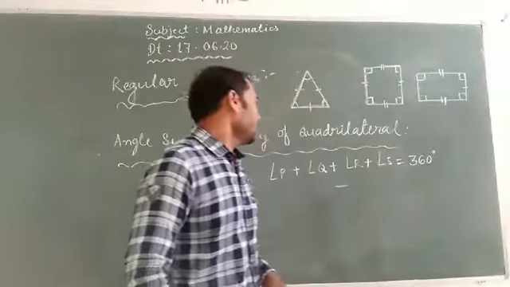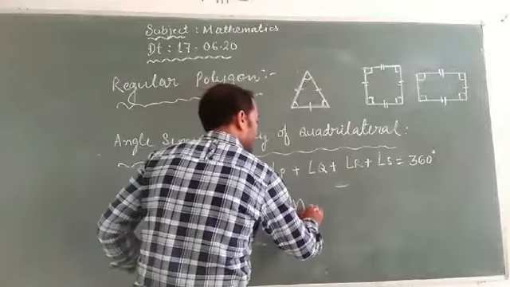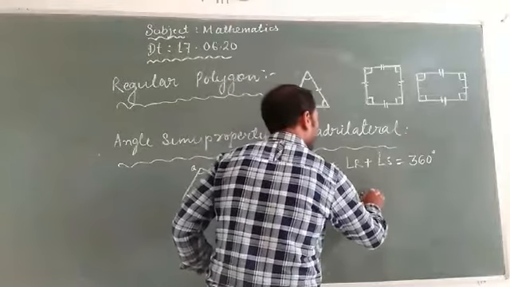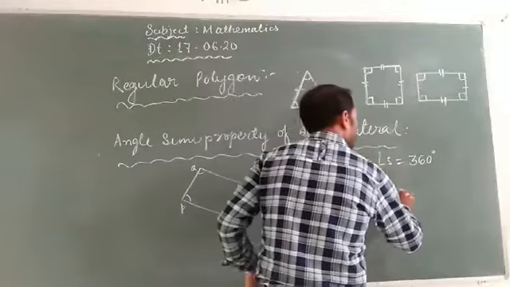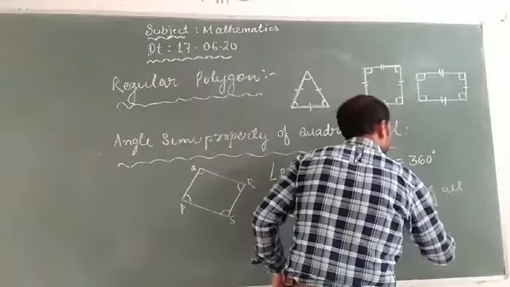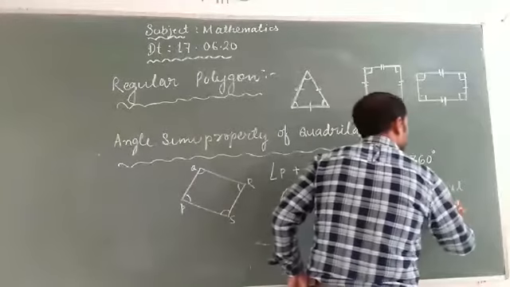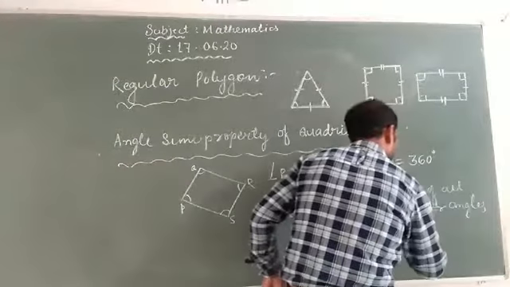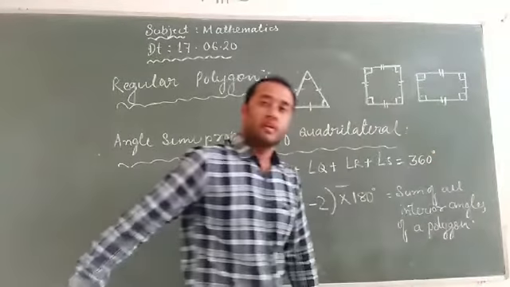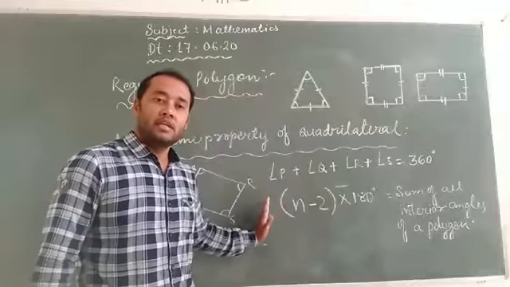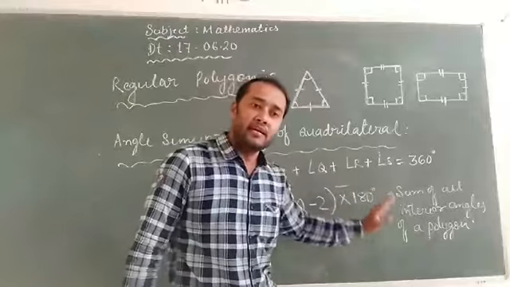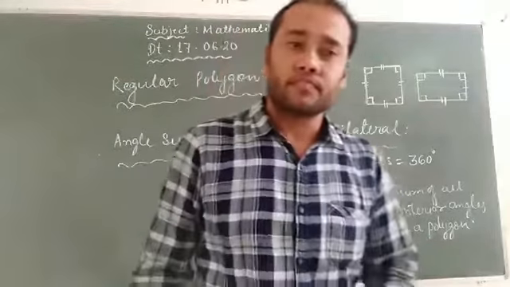What is that formula? The formula is (n minus 2) into 180 degrees, which will give you the sum of all interior angles of a polygon, right? That means, I repeat, the formula is (n minus 2) into 180 degrees. What is that? Let us understand.